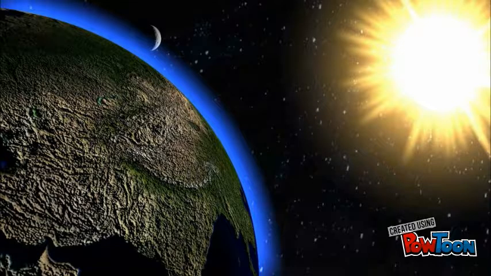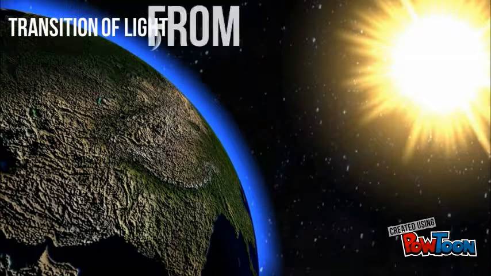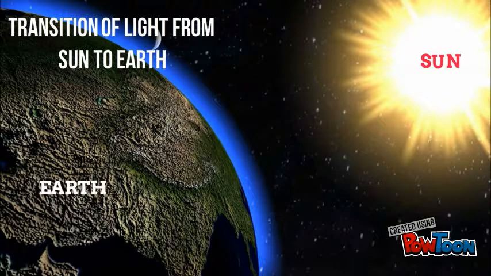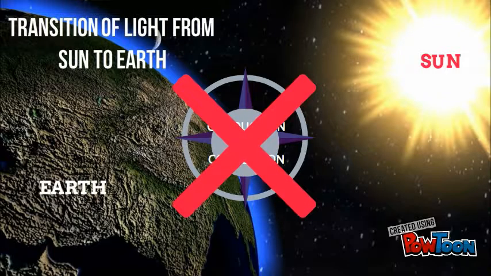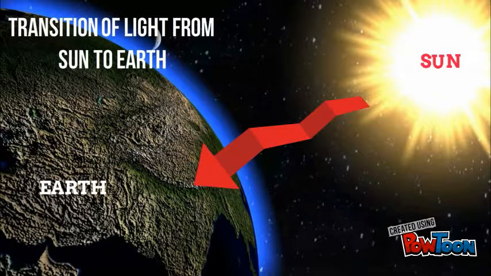Our next example on radiation is the transmission of light between the sun and the earth. There are no particles between the sun and the earth, so heat cannot travel by conduction and convection. Therefore, the heat energy gets to the earth through the process of radiation. That is, the earth receives radiation from the sun.